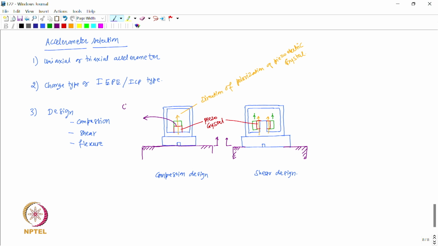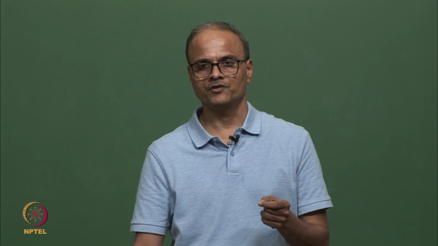So, charge due to deformation and charge due to pyroelectric effect. Both these charges are developing on the same surface, and therefore, the charge signal gets corrupted because of the pyroelectric effect, because of the temperature change.